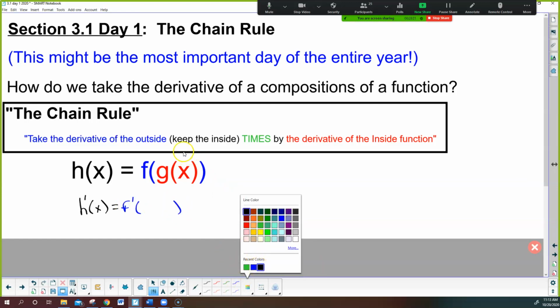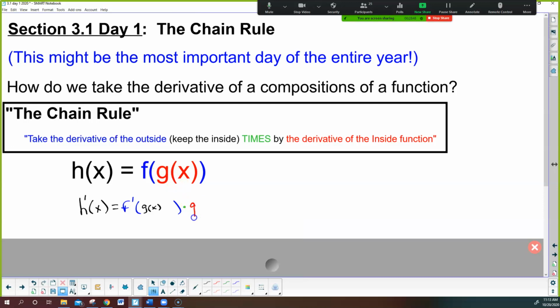and then we're going to keep the inside exactly the way it is. The inside function is g of x. And then I'm going to multiply by the derivative of whatever the inside function is. Well, the inside function is g, so its derivative is g prime. And that is the rule, or the setup for the chain rule.